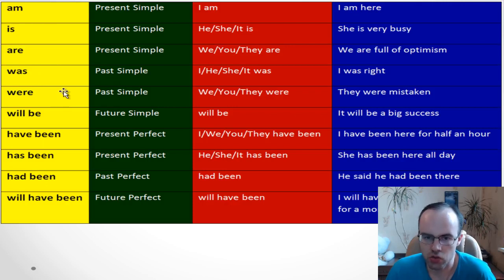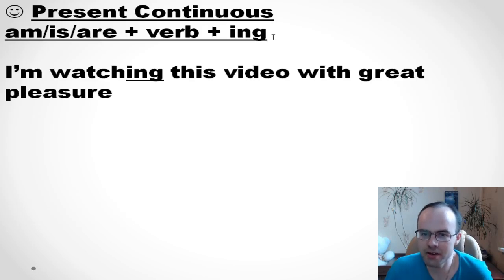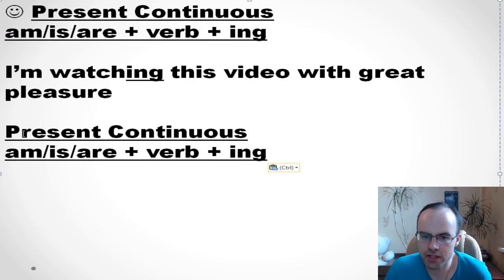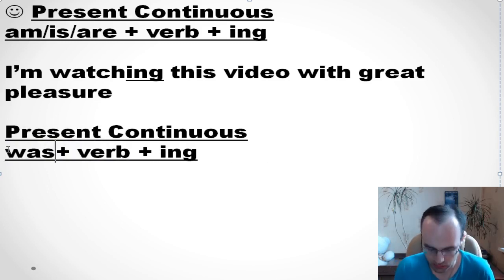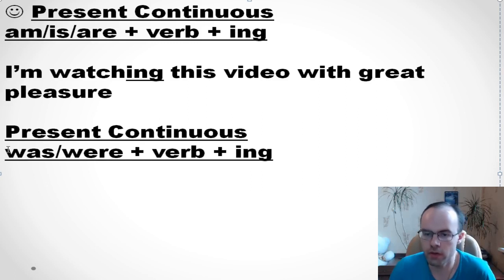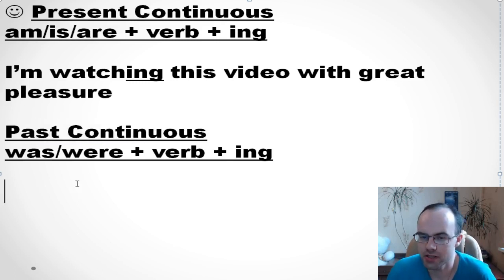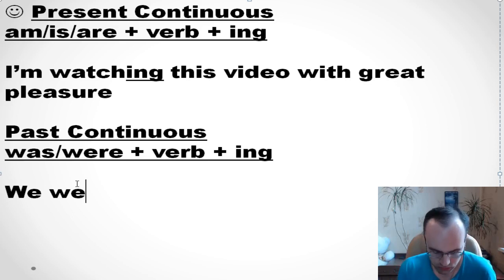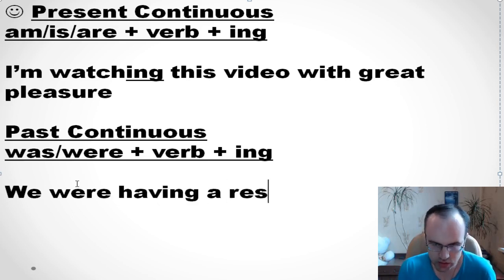So you know that we use was and were in past simple, but if there is a verb after was or were, and if you see ing, so verb plus ing, it's another tense, past continuous. For example, I can give you the following example. We were having a rest.